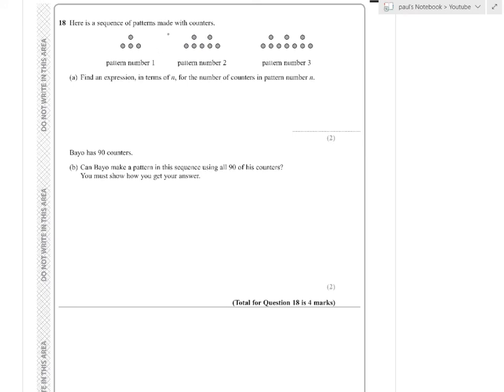Here is a sequence of patterns made with counters. Find an expression in terms of n for the number of counters in pattern number n. So we'll count them: 4, then 7, then 10. So it's going up in threes, so it's 3n.